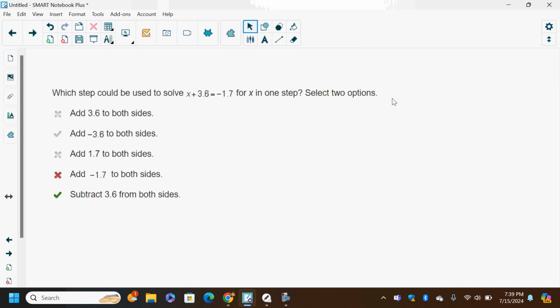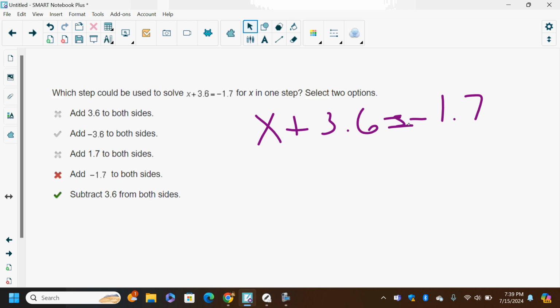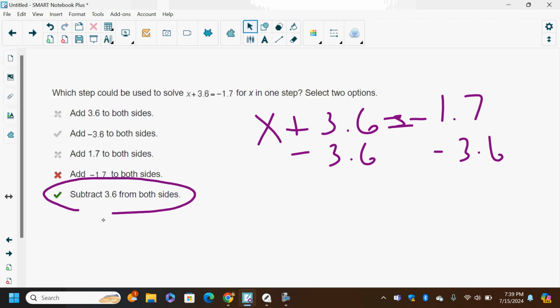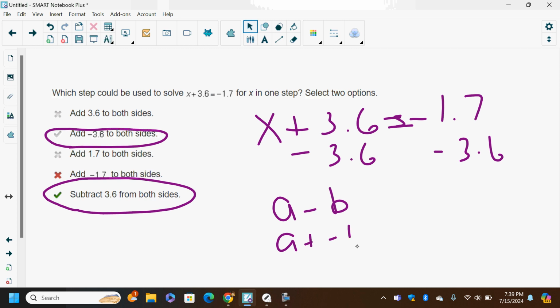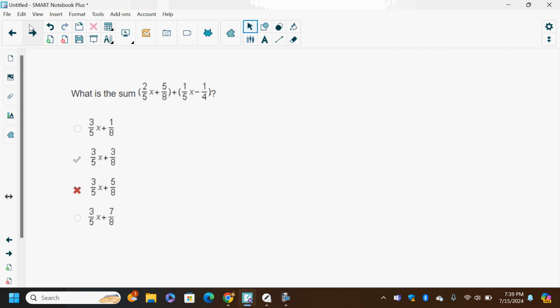Which step could be used to solve this equation? So we have x plus 3.6 equals negative 1.7. I can subtract 3.6 from both sides, which was one of the answers that you got correct. I can also add a negative 3.6 because adding a negative is the same as subtracting. Like if we have a minus b, that is the same as a plus negative b. Since they're the same thing, they can both be the options.